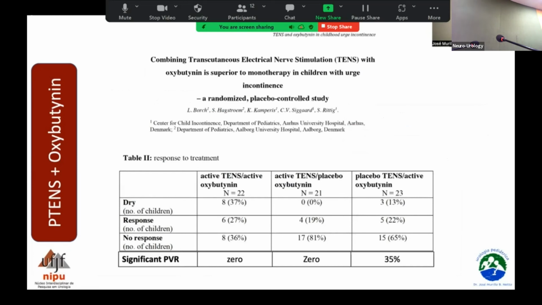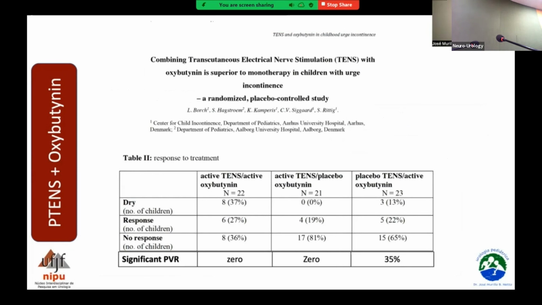This is another study comparing TENS with oxybutynin. In this study, they did TENS and added oxybutynin to TENS, and also one group of TENS and placebo oxybutynin, and the other group was placebo TENS and active oxybutynin. And what we saw was a better result when we had both together. So in those children with OAB that are resistant to treatment, maybe adding TENS and oxybutynin together, we can get better results.